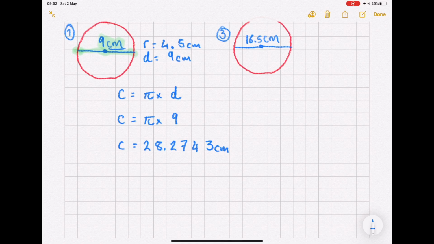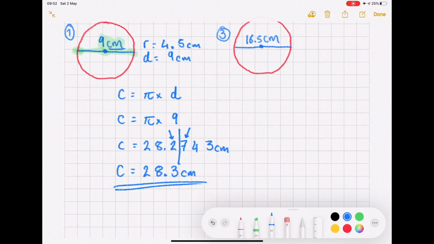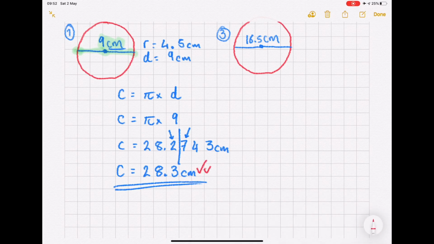Okay, if we're doing everything to one decimal place, we cut it off there. We see if that number's 5 or larger. It is. Therefore, we round this number up. So our final answer for the circumference to one decimal place is 28.3 centimetres. And that's our final answer. So if you got that for the circumference, fantastic. Give yourself some ticks like that.